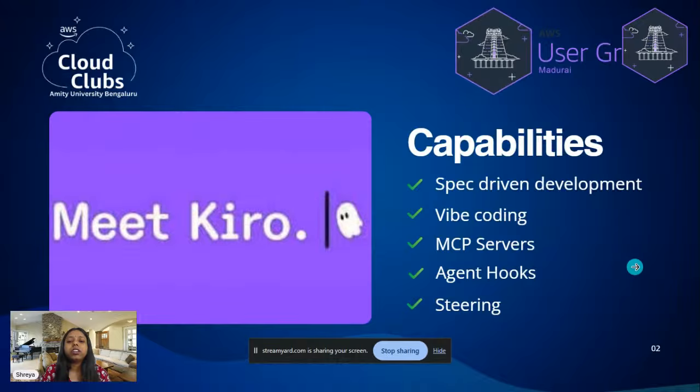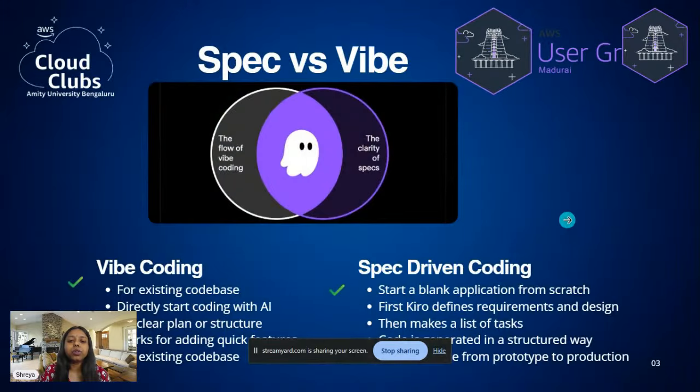So the capabilities of Kiro, I would talk majorly about these five topics. One is spec-driven development. There's vibe coding, MCP servers, agent hooks, and steering. We'll dive deep into all these topics in my live demo. If you're new to Kiro, there are two modes. One is spec-driven, and one is vibe code-driven.